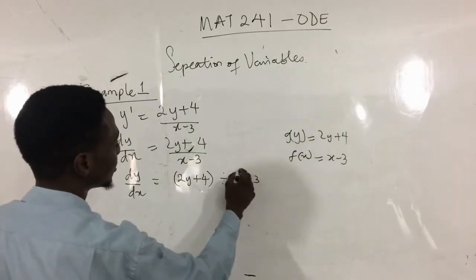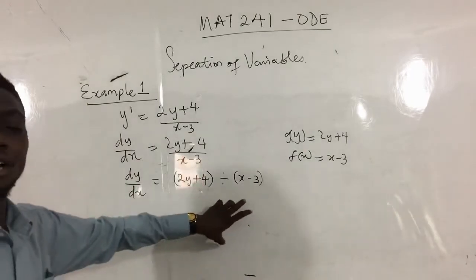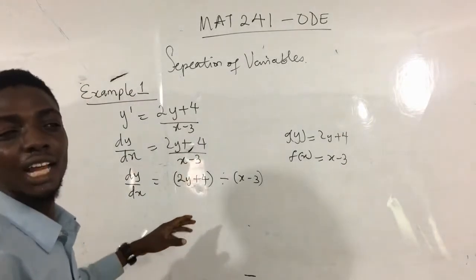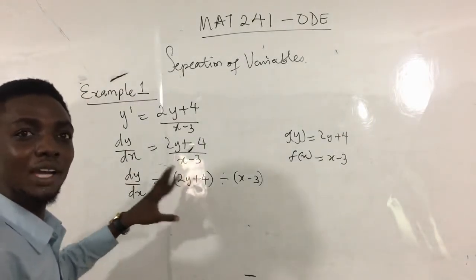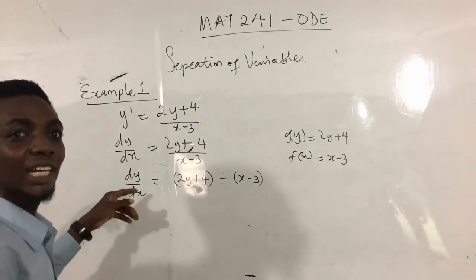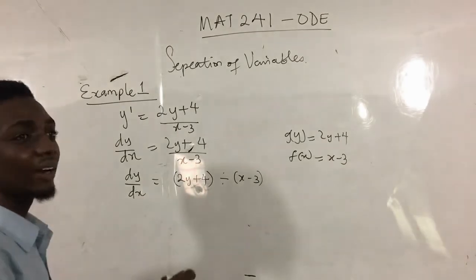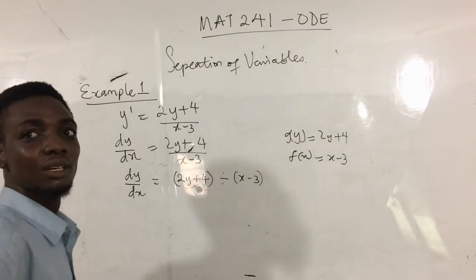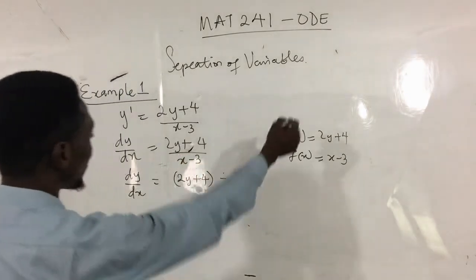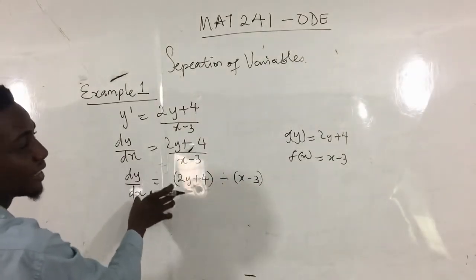So this way you should be able to bring all the y's together. Remember I said in the last tutorial that we should always aspire to bring all the y's together and all the x's together, so that we can integrate them with respect to x or y, because you can't integrate x with respect to y or y with respect to x. So in this case, we're going to take everything y to one side and everything x to the other side.